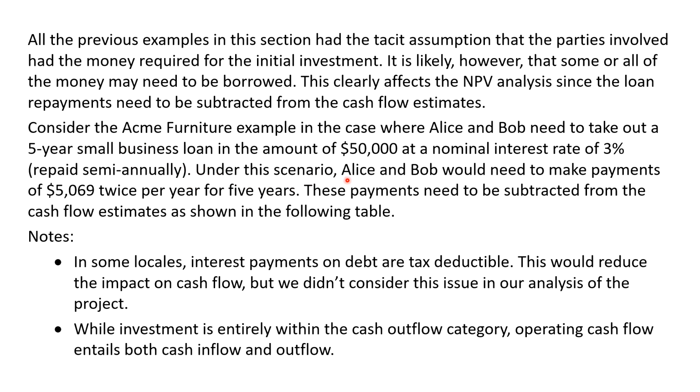Under this scenario, Alice and Bob would need to make payments of $5,069 twice per year for 5 years. These payments need to be subtracted from the cash flow estimates as shown in the following table. We'll get to that on the next slide. In some locales, interest payments on debt are tax deductible. This will reduce the impact on cash flow, but we didn't consider this issue in our example, so it's one thing to keep in mind.